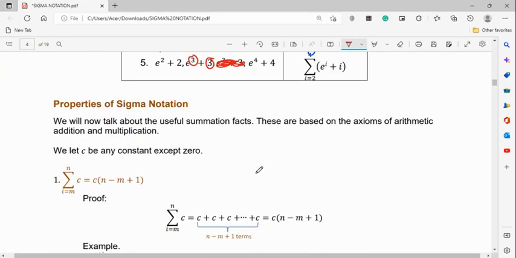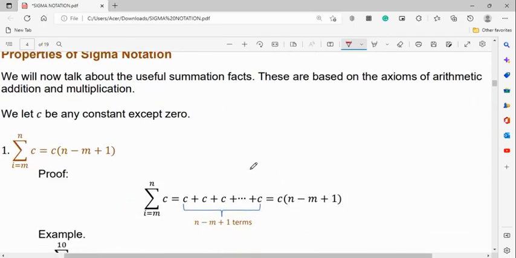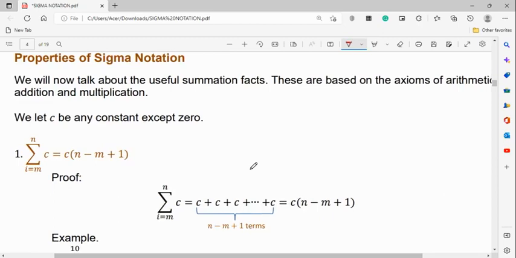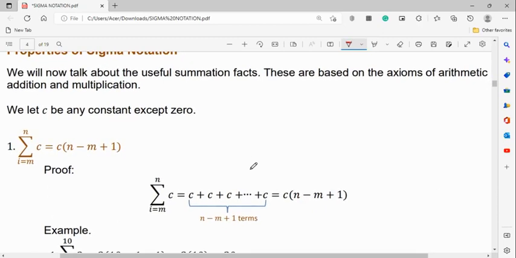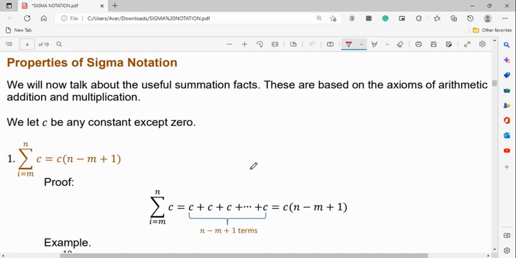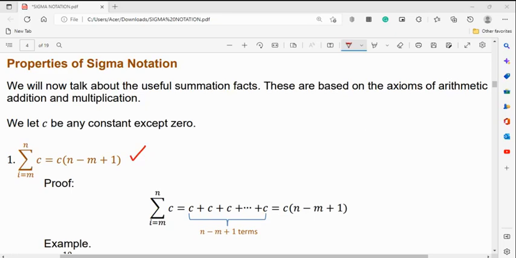In sigma notation class, meron tayong mga properties. Okay? The first property is about property for constant. So, sabi naman ng rule na ito, we let c be any constant except 0. So, the summation of c from i equals m to n is equal to c times n minus m plus 1. So, in this case class, nire-repeat natin yung constant c and kukunin natin ang sum niya. Then, ang rule ay yan. So, how do we apply the rule?